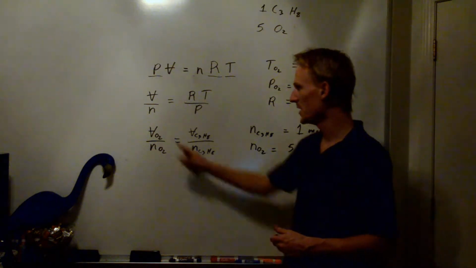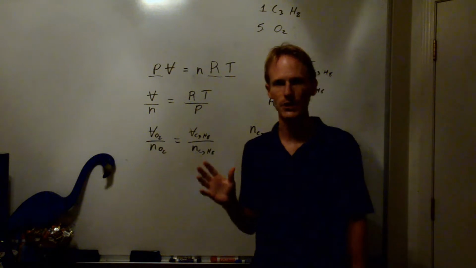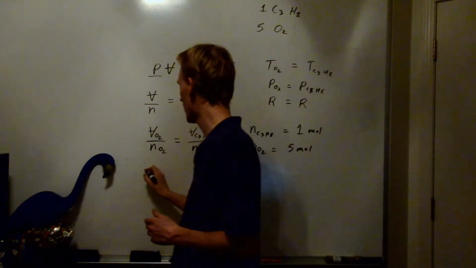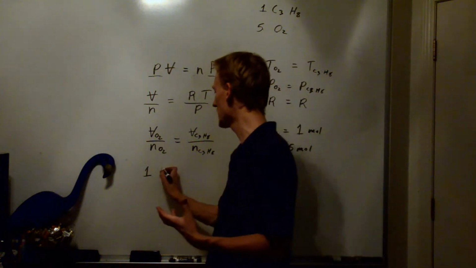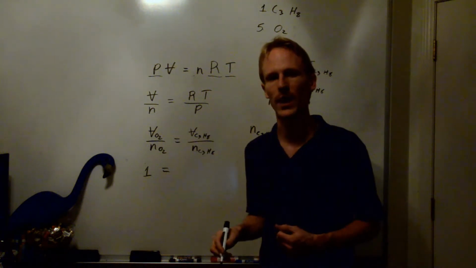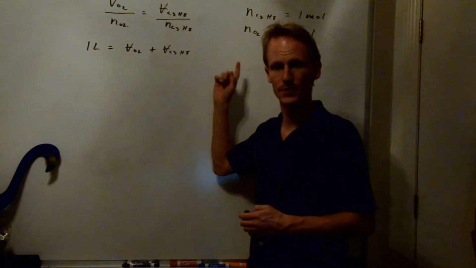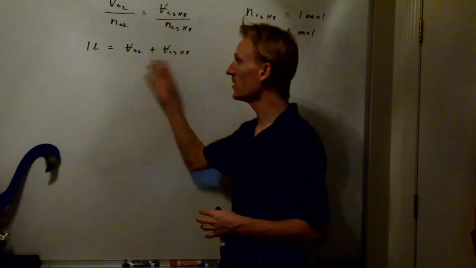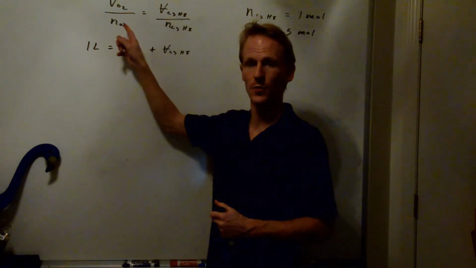Now the other thing we need is some relationship between the volumes. I'm going to say that our imaginary cylinder has a volume of 1 liter. Because then I can say that 1 liter, our total volume of our chamber, is equal to the volume we have of oxygen plus the volume we have of propane. Now that I know the ratio of how many moles of each substance I need, I know a relationship between the volumes of my container, and I know a relationship between the volume and the number of moles.